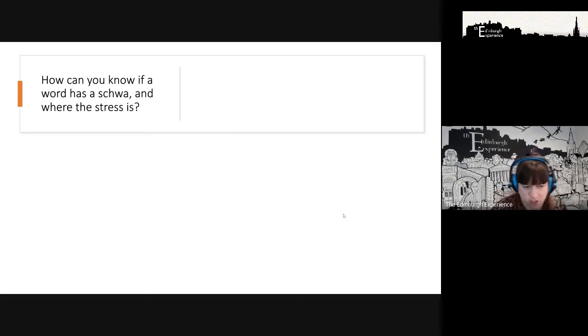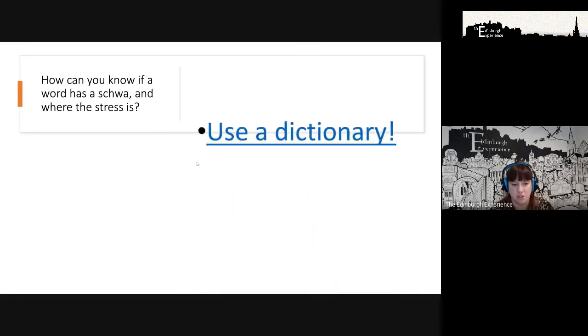How can you know if a word has a schwa? And how can you know where the word stress is? Because that's really hard if you've never seen the word before. Luckily though, now we have all these wonderful dictionaries, yeah?